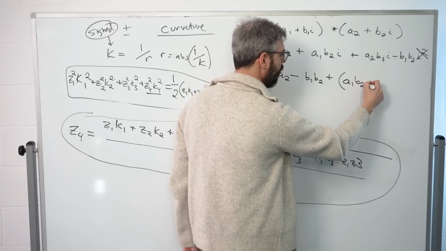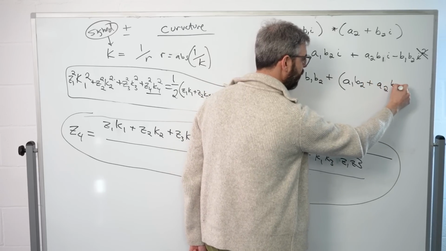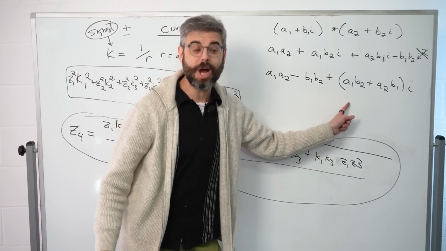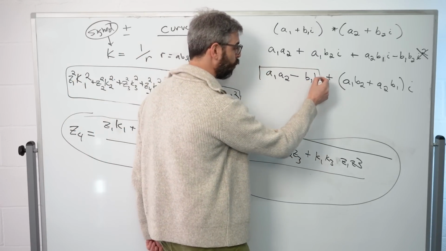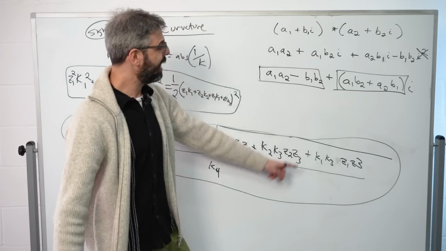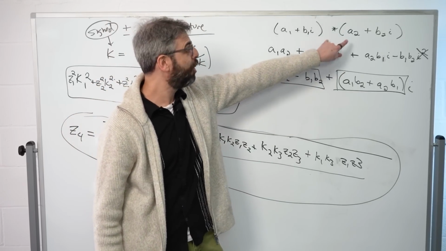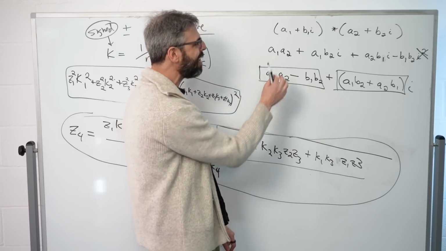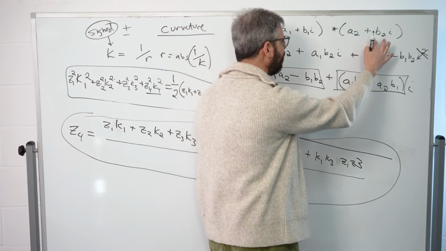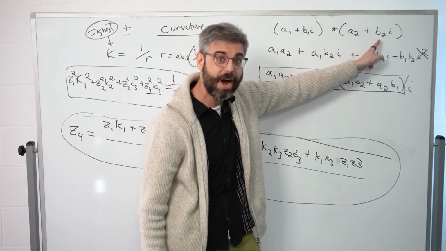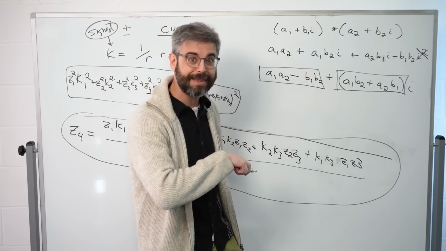a1 b2 plus a2 b1 i. So this is my new complex number. This is the real component, and this is the imaginary component. This is how I multiply two complex numbers together. Now, when I go back to the code, remember, it's not a1, b1, a2, b2. It's this dot a, this dot b, other dot a, other dot b. Let's see if we can make that happen.